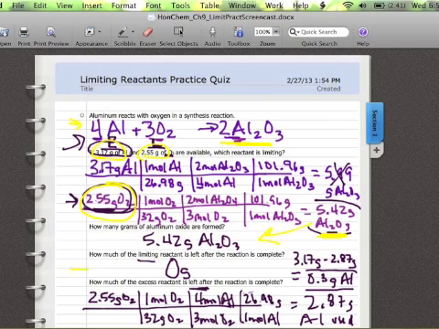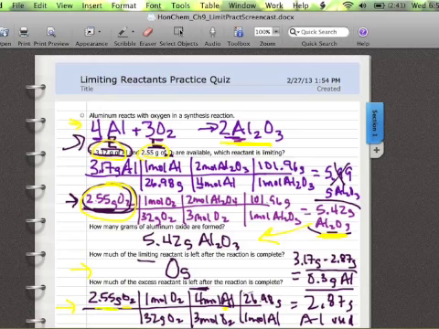For the next part, how much of the limiting is left, the answer to that, again, is always going to be 0 because the limiting runs out, and when it runs out, the reaction stops. So by definition, the answer to how much limiting is left after the reaction is complete is always going to be 0. The final question is to figure out how much of the excess reactant is left over. To find that, you need to go from limiting to excess. So for this one, I went from oxygen to aluminum to find out how much aluminum was used in the reaction, then subtracted from the original amount to find out how much was left.